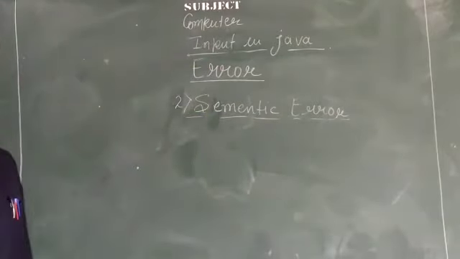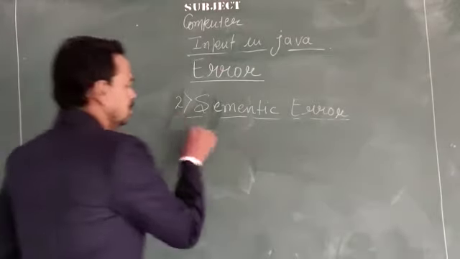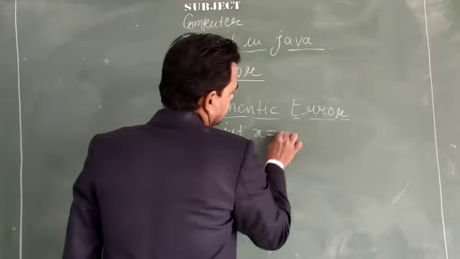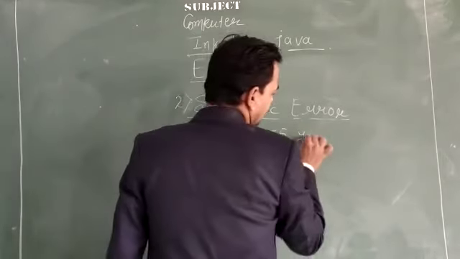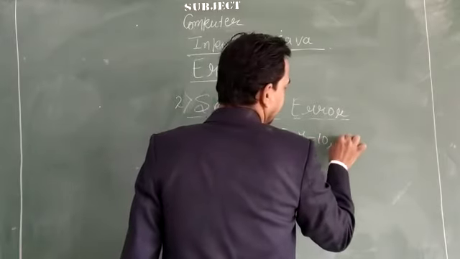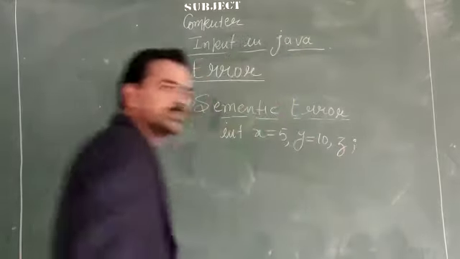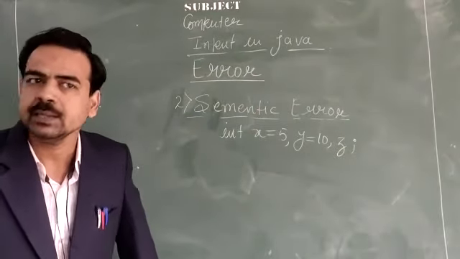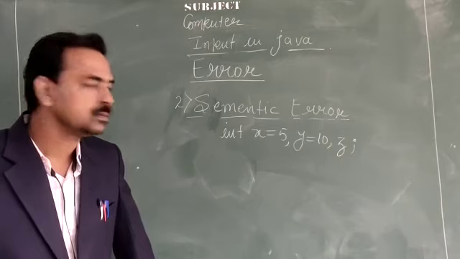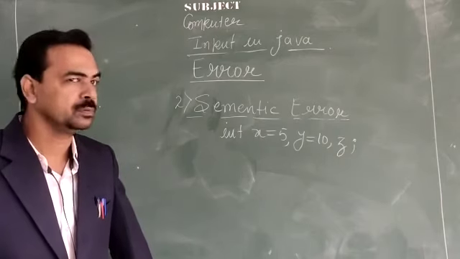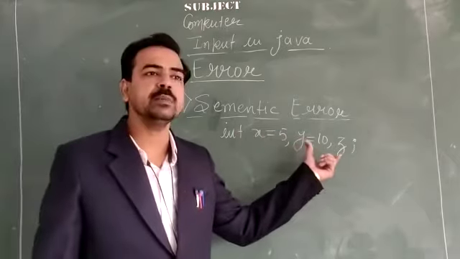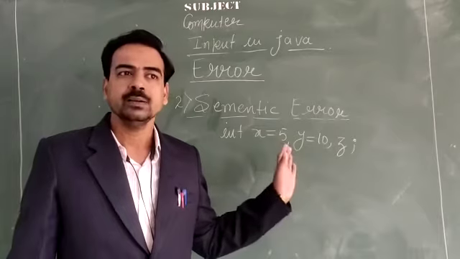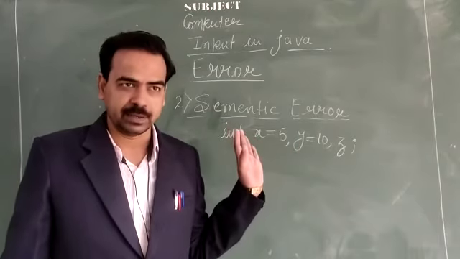Listen, an example of semantic error. Like we have declared three variables: int x = 5, y = 10, and z. Is there any error in this statement? No. When we declare multiple variables in a single line, then we can put the comma. No problem. Okay. So in this statement there is no error.